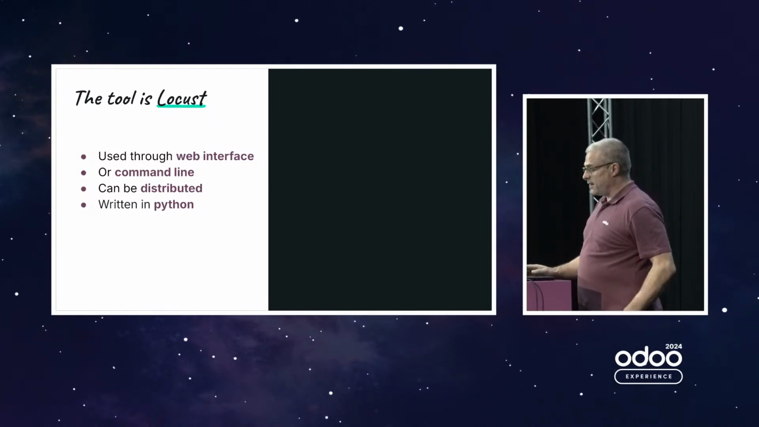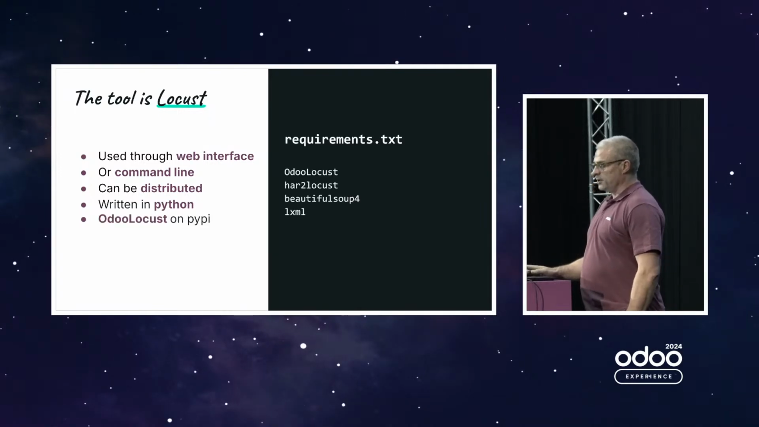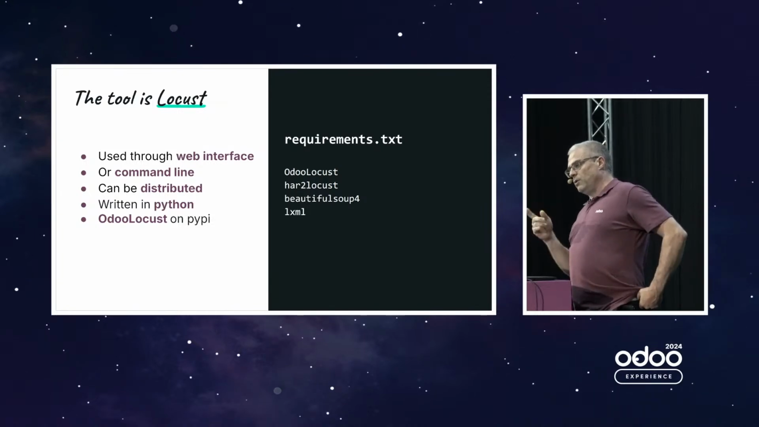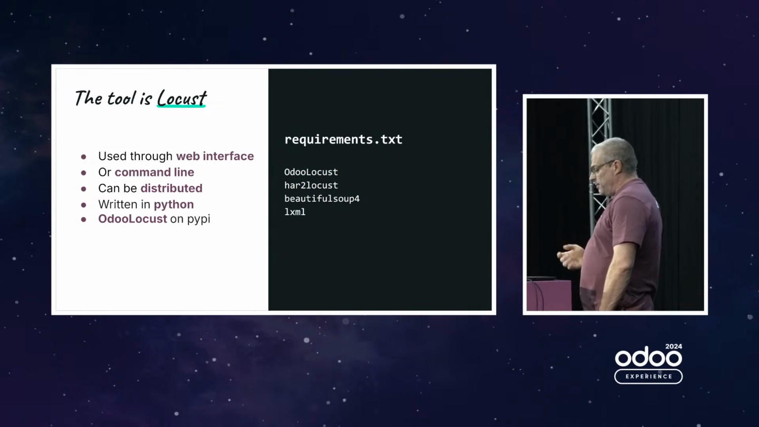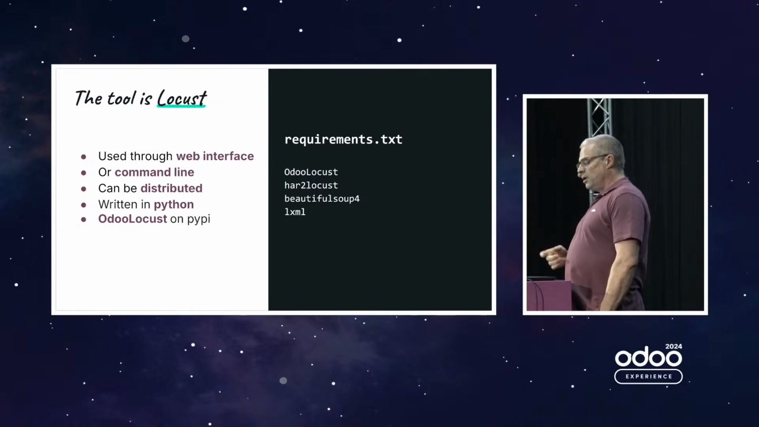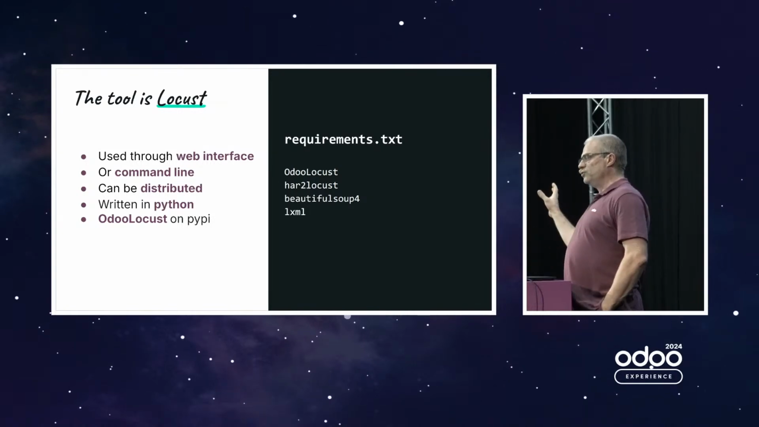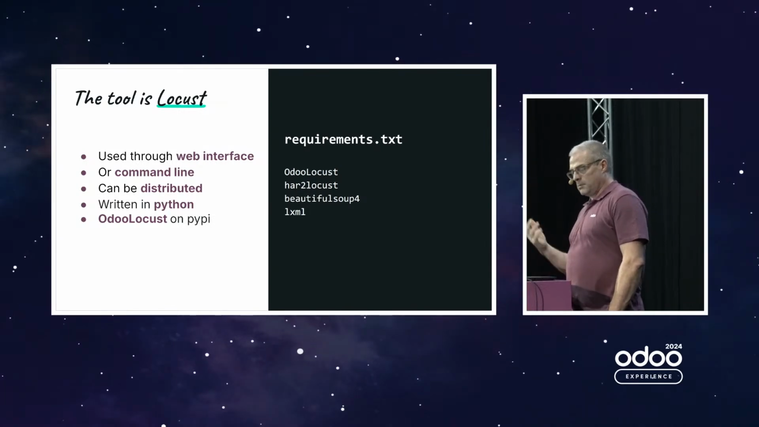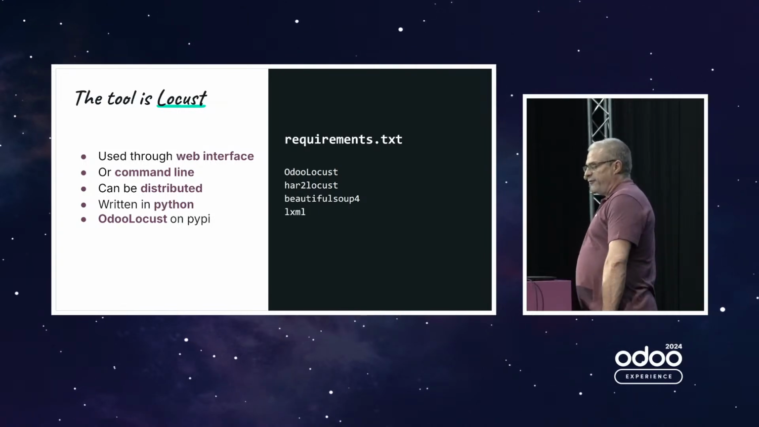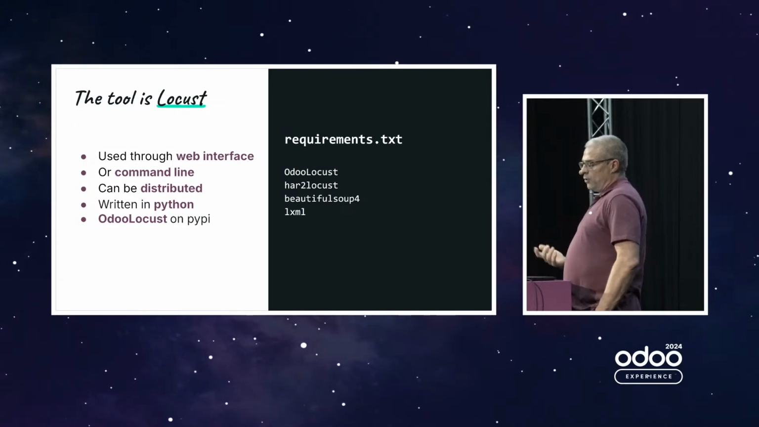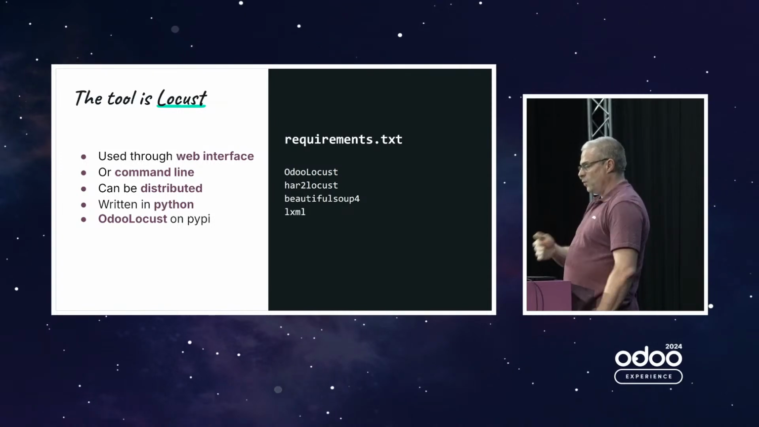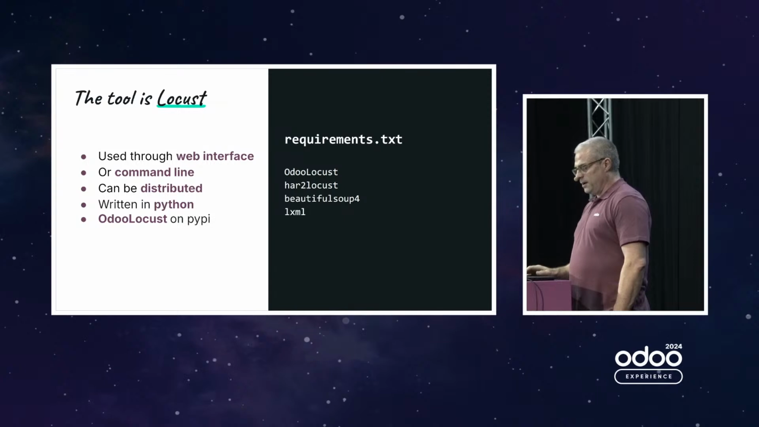The good part of Locust is that it's written in Python, and because it's written in Python, we can write a small add-on to Locust, which is called Odoo Locust. It's available on PyPI, and this small module is just a wrapper between Locust and the Odoo XML-RPC API. So for our project, we will create a requirements.txt with 4 requirements: Odoo Locust, obviously, HAR to Locust, Beautiful Soup 4, and LXML. And we'll get back to that later on.